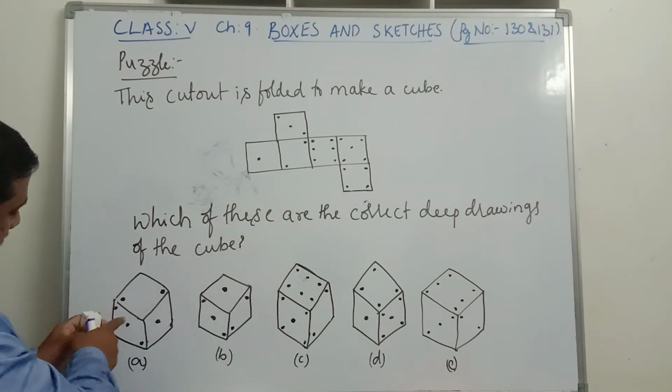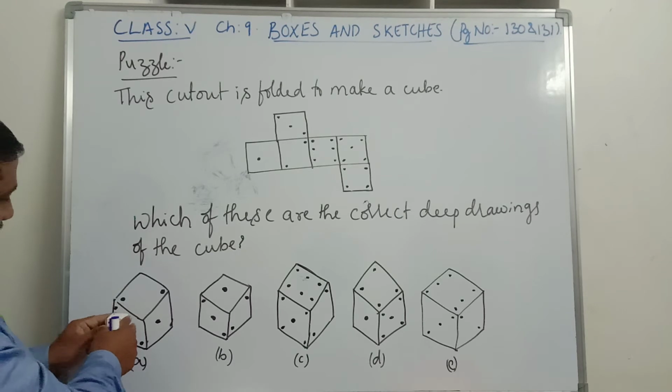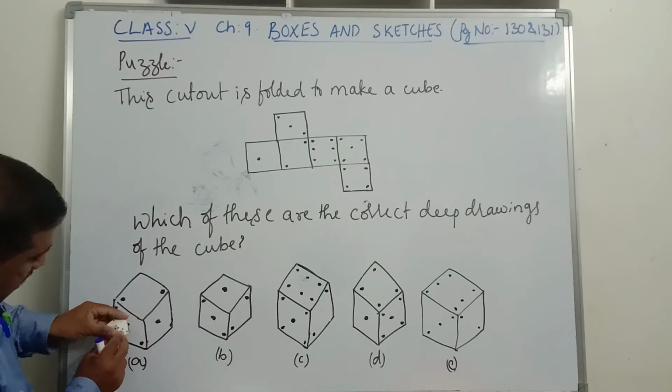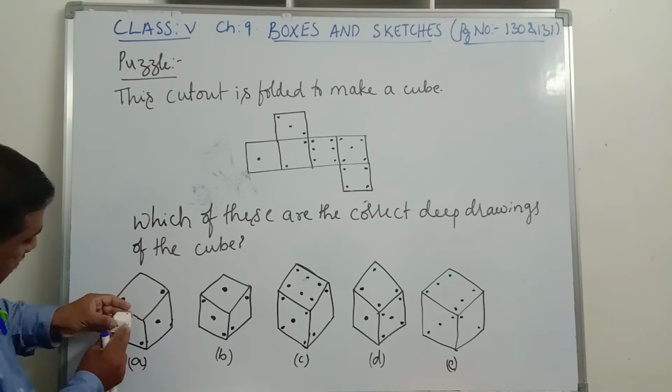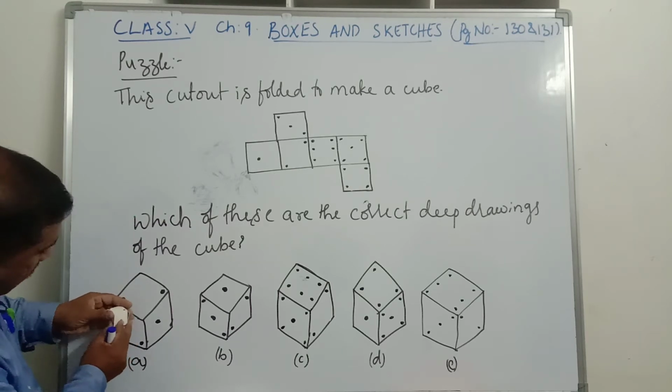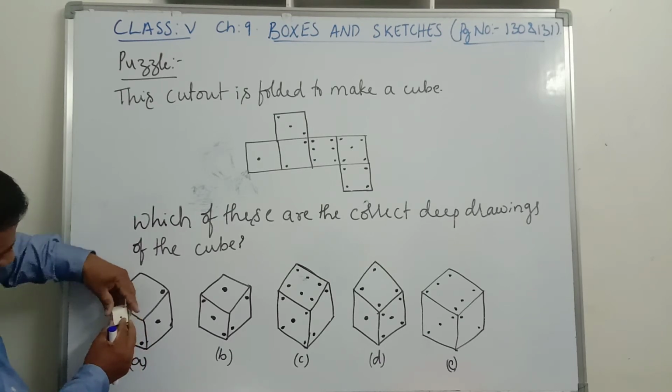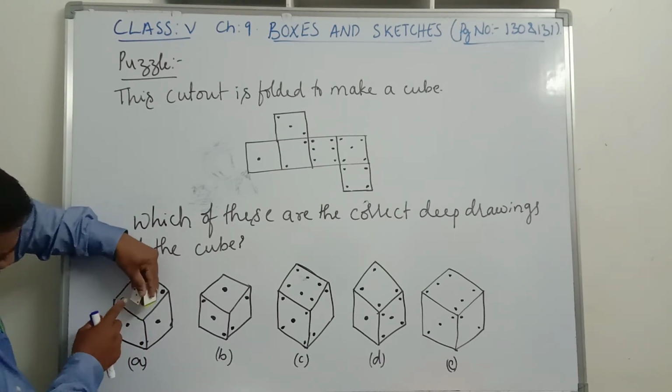When 2 dots are here, this is the face. When the 2 dots are on the top surface, like this, we have 2 dots on the top surface. Then what should it be? See here, we have 1 dot at the front. On the side we have 3 dots.